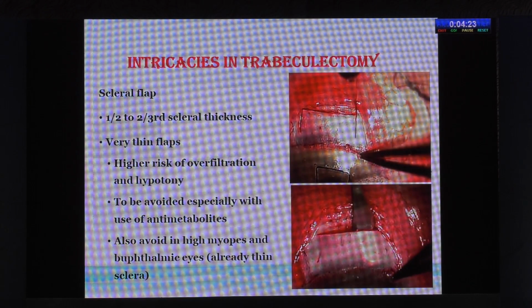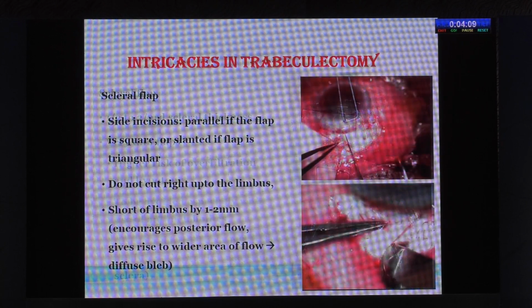As regards the scleral flap, obviously you again do not want very thin flaps because they will lead to overfiltration and hypotony in the postoperative period. So your thickness should be half to two-thirds of the scleral thickness. Especially when you're using antimetabolites, you have to be very careful that you do not have thin flaps.